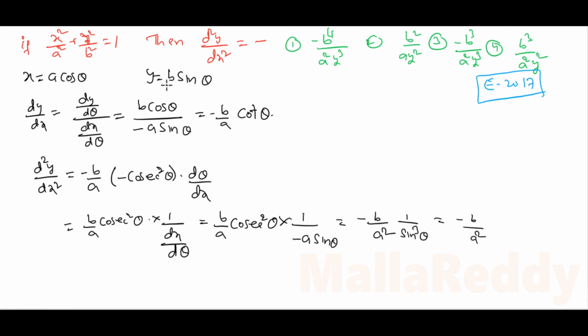From this equation, sin cube theta is y cube by b cube, that is sin theta is y by b. 1 by sin cube theta is b cube by y cube, that is equal to minus b into b cube, minus b to the power of 4 by a square into y cube. So here the first option is the correct answer.